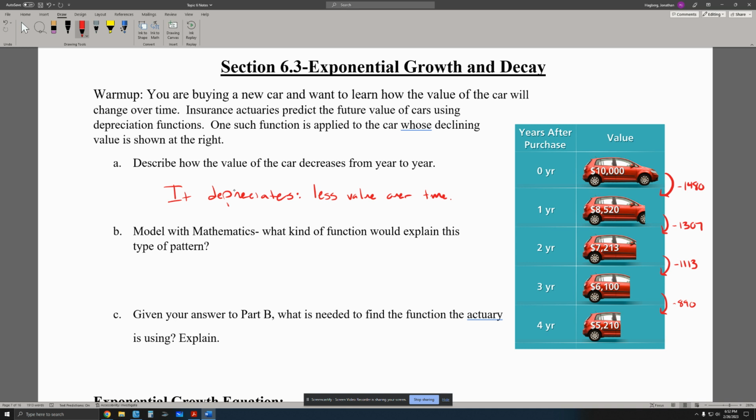So what kind of function would model this pattern here? Well, if we look at the rate of change here, as we look at the value of the car from year to year, this is not decreasing by a constant rate. It's changing how much it's decreasing by. So we know that it can't be linear. Well, we know that what we're studying this year is another type of function. This pattern can be modeled using an exponential function.